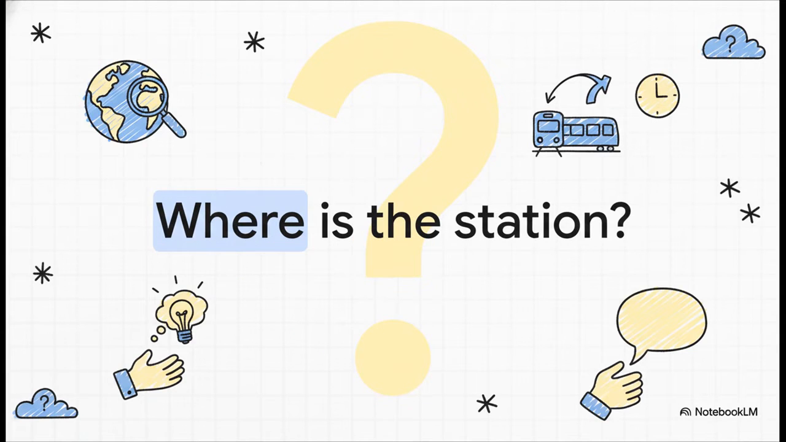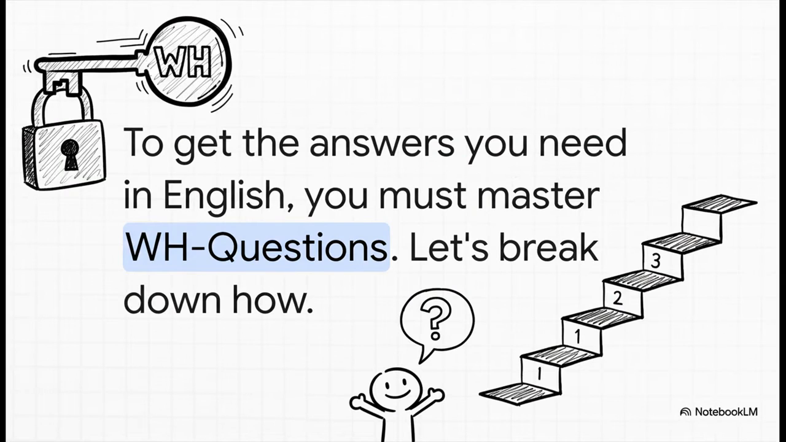And it's the exact same thing here. Imagine asking this and just getting a yes. Super frustrating, right? You're not looking for a confirmation, you need directions. You need a specific place. So, getting these kinds of answers isn't about luck. It's a skill. And the key to that skill is something called WH questions. We're going to break down exactly how they work, piece by piece, so you can go out and ask for pretty much anything with total confidence.